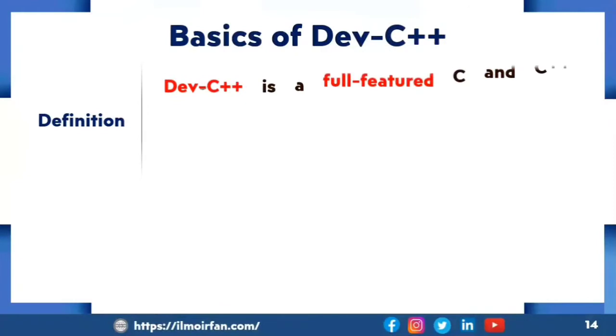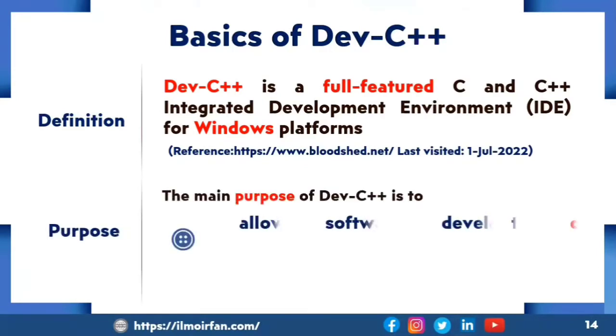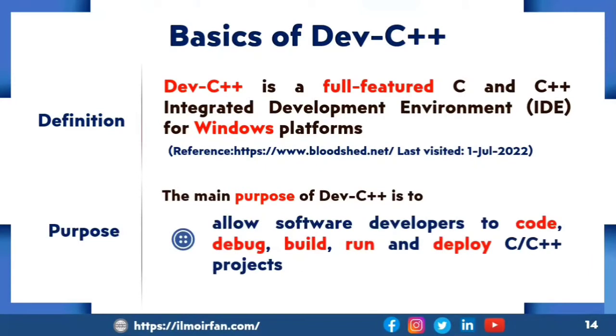Dev C++ is defined as follows. Dev C++ is a full-featured C and C++ integrated development environment or IDE for Windows platform. The main purpose of Dev C++ is to allow software developers to code, debug, build, run, and deploy C or C++ projects.